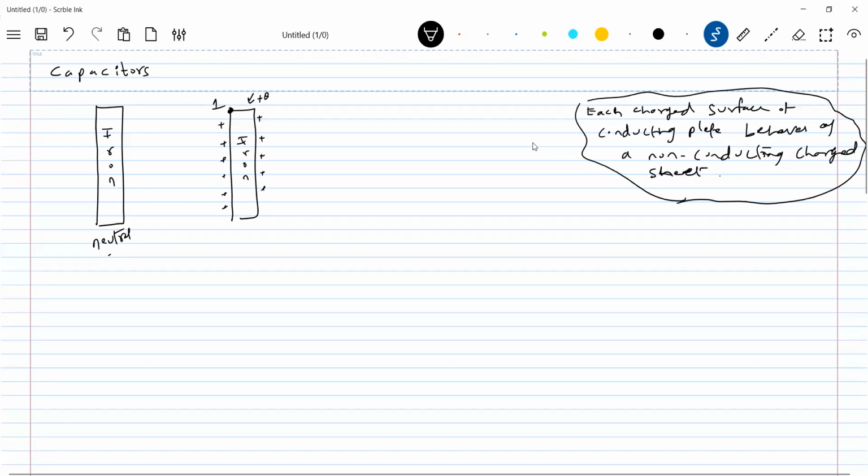What is the potential of this? It is in fact non-zero. Why non-zero? Because some charge is present on it. The potential at infinity will be 0, so the potential of this plate is non-zero.